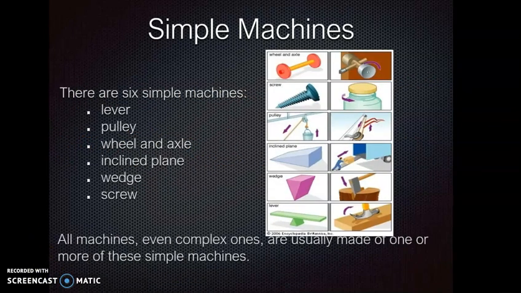Again, we're going to be looking at those six simple machines, and here are some simple examples of what each of these are. First, we're going to look at levers. All machines, even our complex ones, which have multiple simple machines in them, are usually made of one or more of these simple machines. Machines are simply things that make work easier. I don't know about you, but I love things that make work easier. When we look at levers, we're going to look at different types of levers and see how they make work easier, kind of like these wheel and axles that are going by.